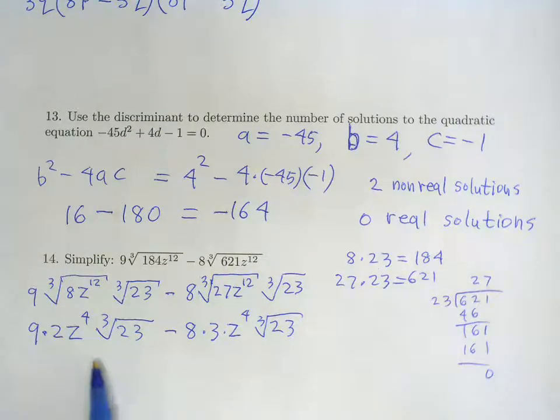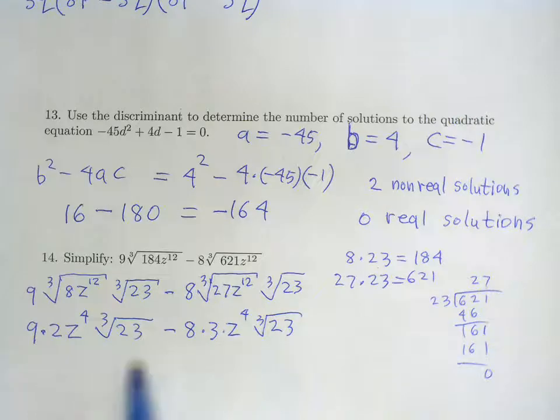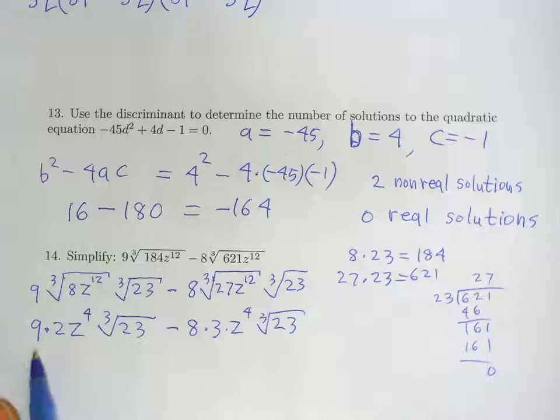Okay, we can see that the two terms are going to be like terms. They both have the cubed root of 23 in it, and they both have z to the 4th. So let's just do the next step all at once.